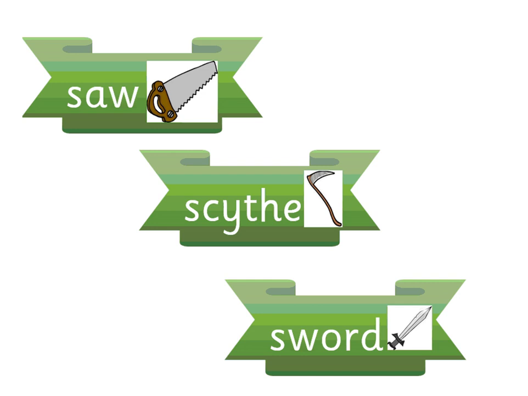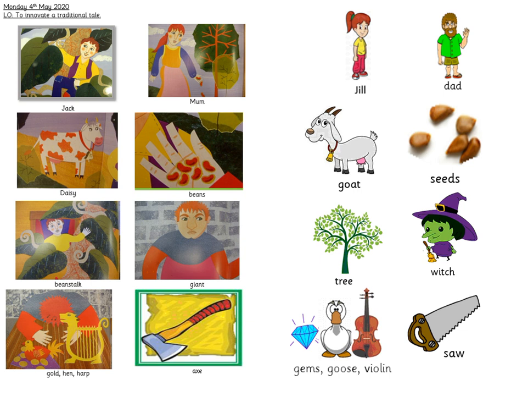So, do you see the idea? Well, what I want you to do is have a go at drawing your own innovated version of the story. And then, if possible, send us a photo in to the Year 1 email address so we can see what amazing work you've done. And when you've finished, you'll end up with something that looks a bit like this.